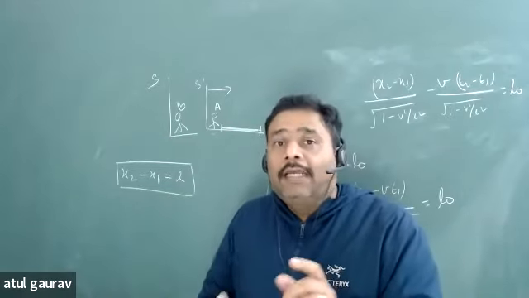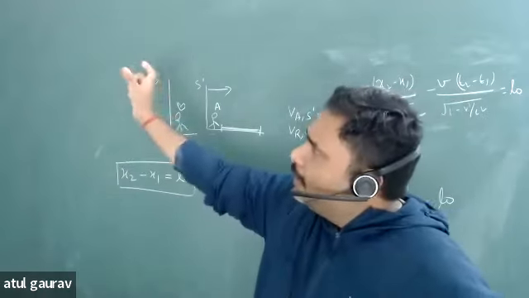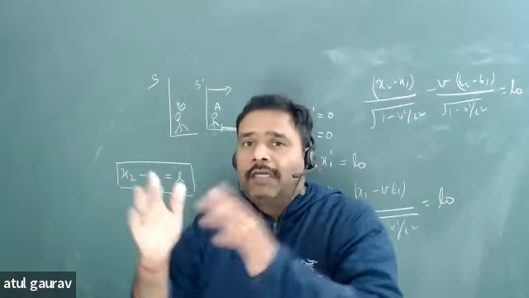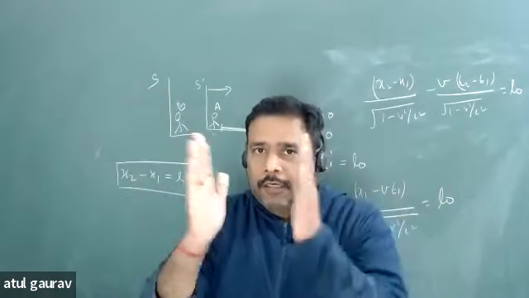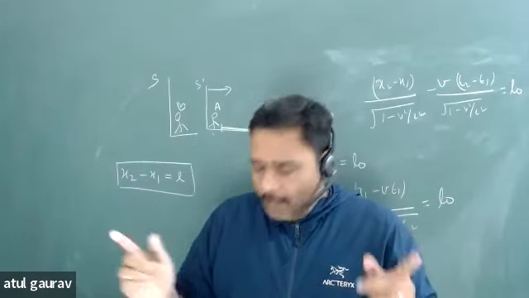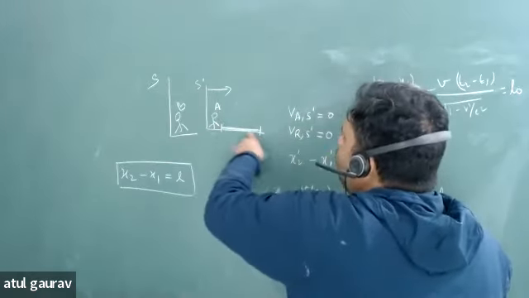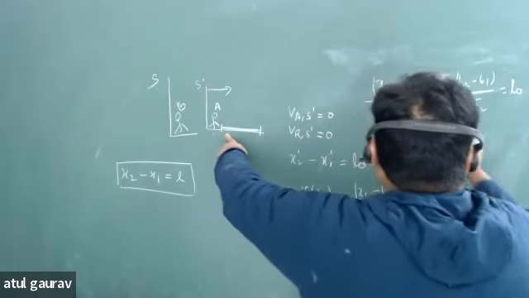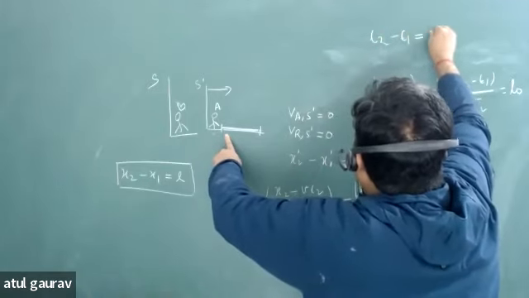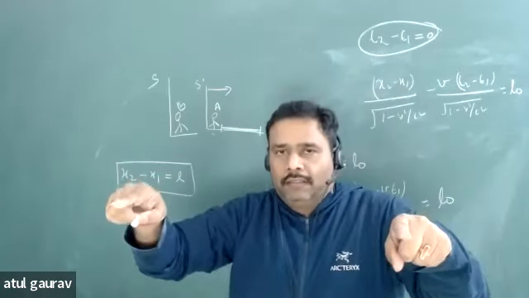But my question is that if you want to perceive the length, then what are you doing? You are just seeing the two ends at the same time, isn't it? Then only can you perceive whether the plane is this much or this much. So that means when this person wants to perceive this particular length, what is the condition for length contraction? t2 minus t1 is equal to 0. He has to see these two ends at the same time.